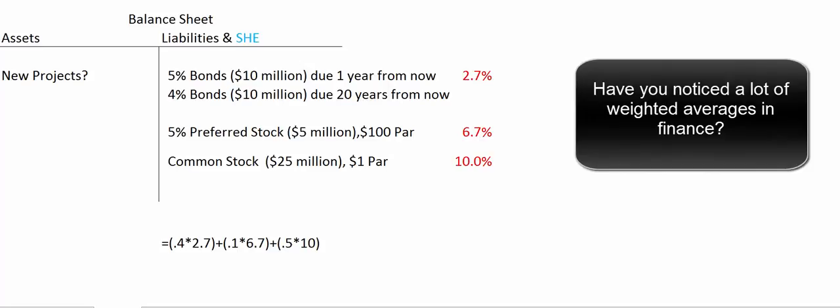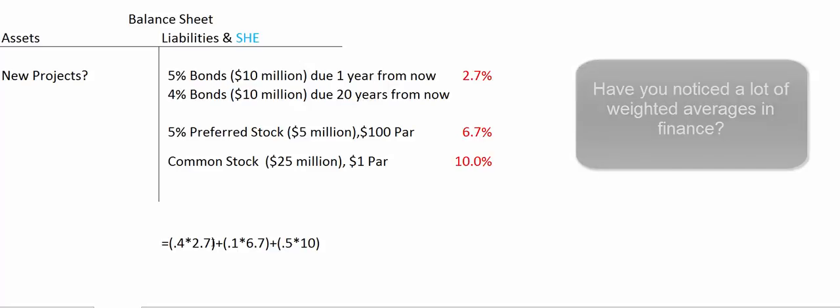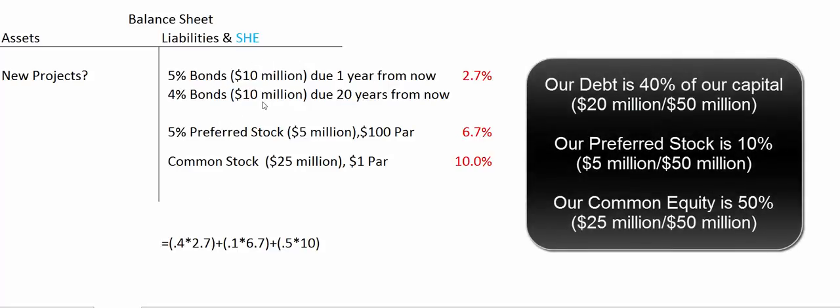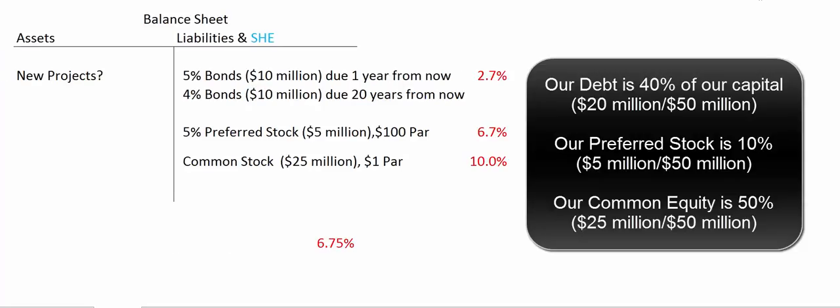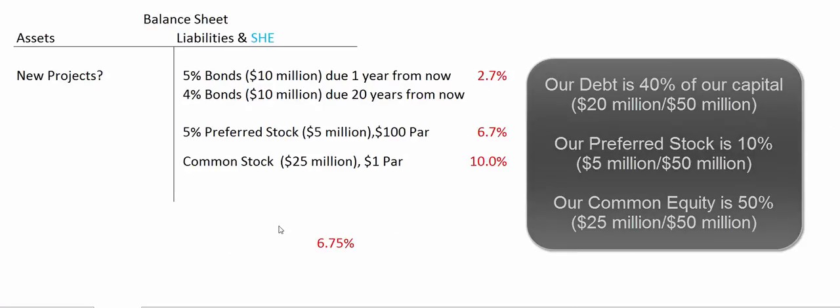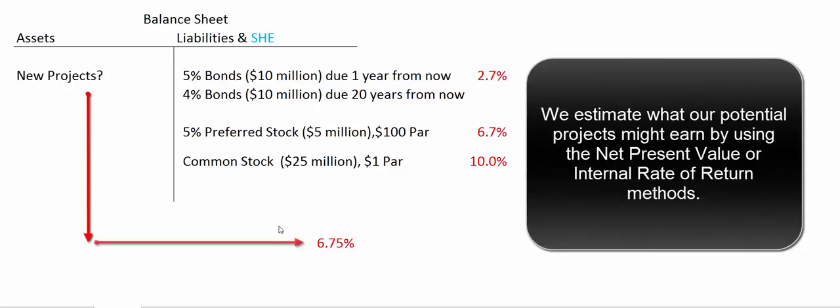So now that we know the estimated costs of our components, we can do the weighting. 40% of our money, remember, here's 20 million out of a total of 50 million, costs us 2.7% after tax. 10% of our money costs us 6.7, and 50% of our money costs us 10%. Remember, we didn't have to change these for tax effects because dividends are not tax deductible. So when you do that arithmetic, you discover that our weighted average cost of capital is 6.75%. So we need to invest in projects that earn more than 6.75%.